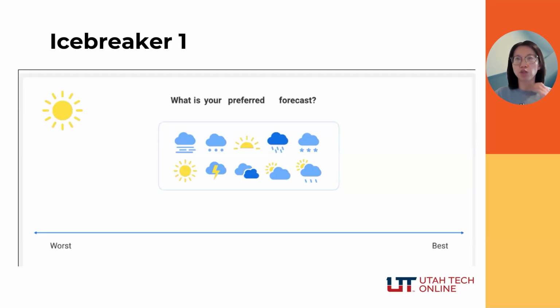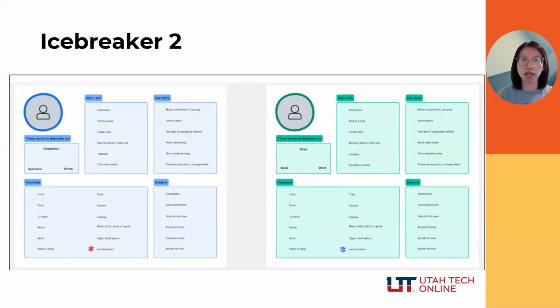So instead of doing the traditional text-based introduction in Canvas discussion board, you can create this type of visual icebreaker in a digital whiteboard. For example, this one, what is your preferred forecast? Students will drag the sticker onto this continuum from worst to best and explain their reasons. And next one, you also can let students create their own personal profile, so students get to know each other at the beginning of the semester.